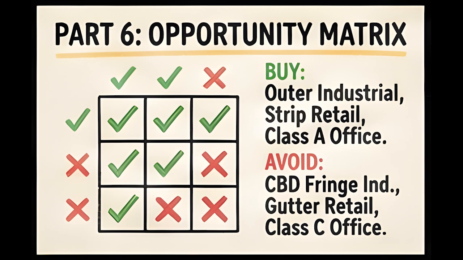The financial black holes, which you should avoid. The CBD fringe industrial. Yield compression too severe. Too expensive for functional use. The apartment ground-floor retail. No parking, captive economy. No rent growth, zero capital appreciation potential. The Class C office suite. Functional obsolescence and direct competition with a permanent work-from-home model.